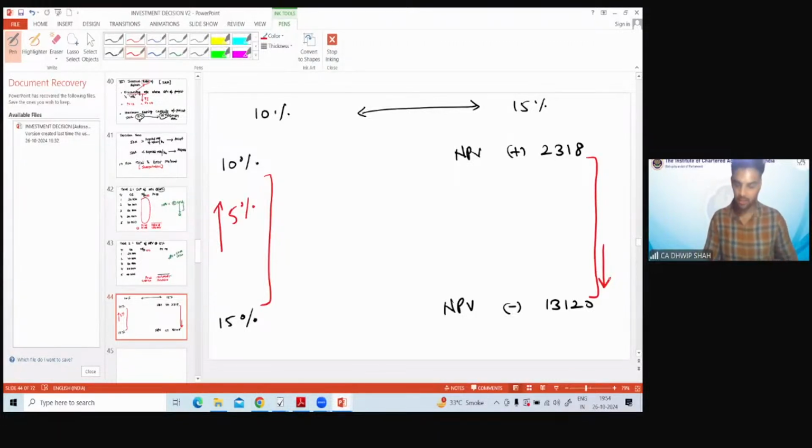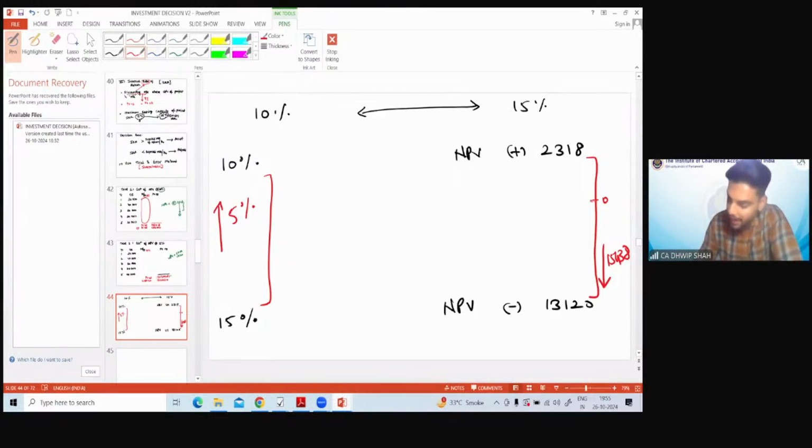Tell me how much. Can I say 13,120 plus 2318? It fell by 15,438. Yes or no? See, 2318 is positive, so it first falls to 0 and then till negative 13,120. Did you understand how this 15,438 came? First from positive 2318 to 0, and then from 0 to negative 13,120. So by increasing the rate by 5%, my NPV fell by 15,438.